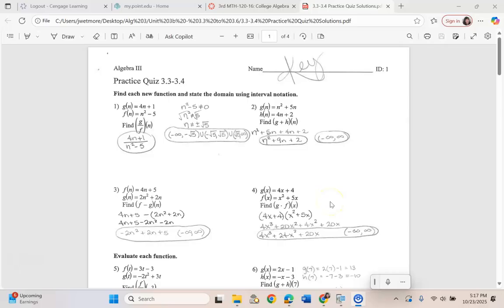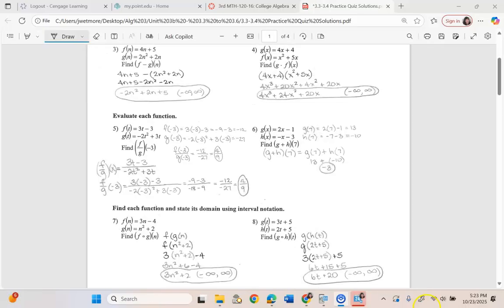All right, then for number 4. For number 4, we've got g times f of x. So we're literally just going to take g of x, 4x plus 4, times f of x, x squared plus 5x. So we're going to FOIL. So 4x times x squared is 4x cubed. 4x times 5x is 20x squared. 4 times x squared is 4x squared, and 4 times 5x is 20x. And then combining like terms, we could put the 20x squared and the 4x squared together. And again, this is a polynomial, so our domain is going to be all real numbers.